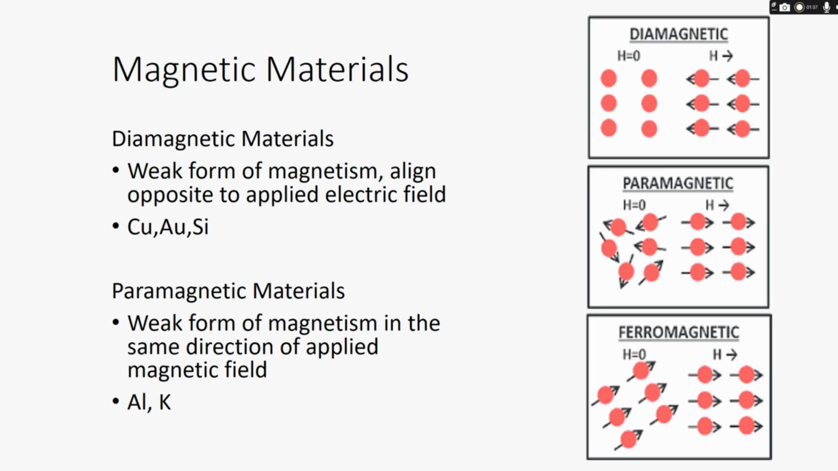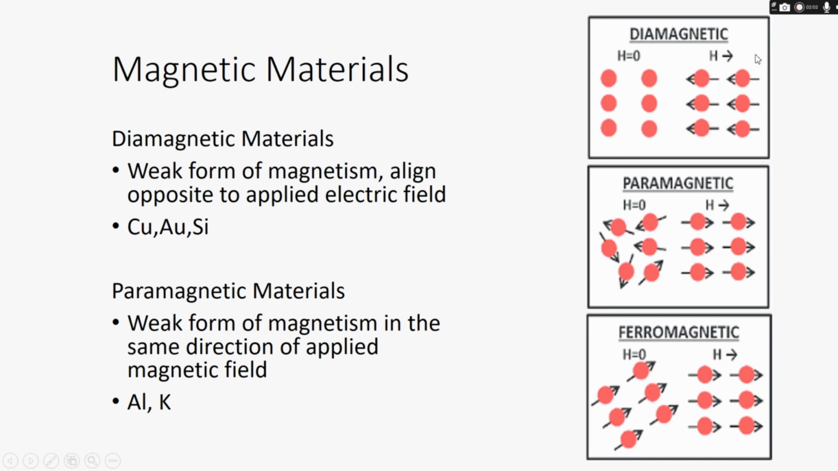Next type of material is magnetic material. First is diamagnetic material. They show weak to no form of magnetism. They align opposite to the applied magnetic field. That means when there is no magnetic field, H equal to 0, the dipoles are idle. Okay, so they are in idle mode.